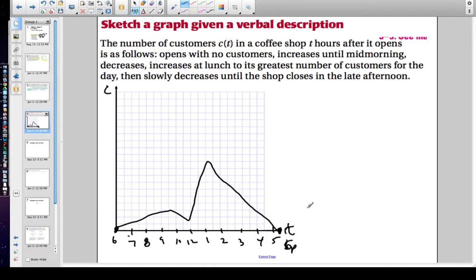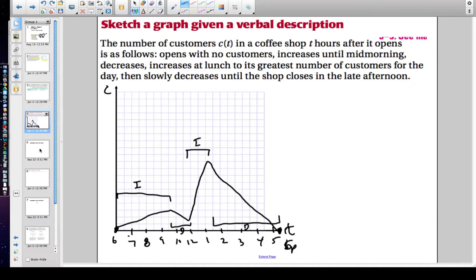So this is what this would kind of look like. You can see that over this interval it increases. And over this interval, it decreases. Over this interval, it increases, and over this interval, it decreases. So that's what we're talking about when you're looking at what a graph does in the different intervals.